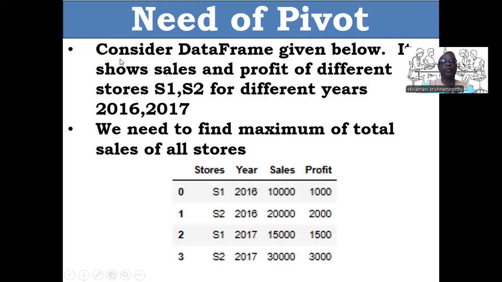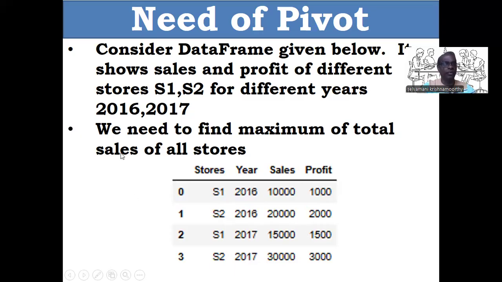So, need for pivot. See, consider the data frame given below. We have one data frame with 4 rows and 4 columns. It shows sales and profit of different stores, S1 and S2, for different years, 2016 and 2017. That means store number 1 in 2016, sales is 10,000. Profit is 1,000 rupees. Similarly, store number 2 in year 2016, 20,000 rupees sales, 2,000 profit, like this.